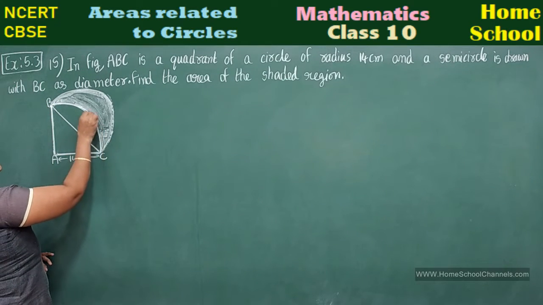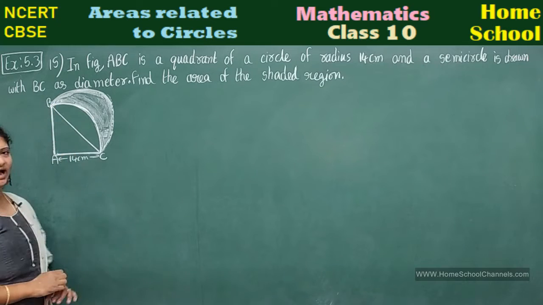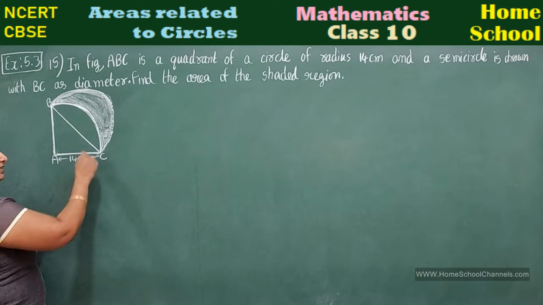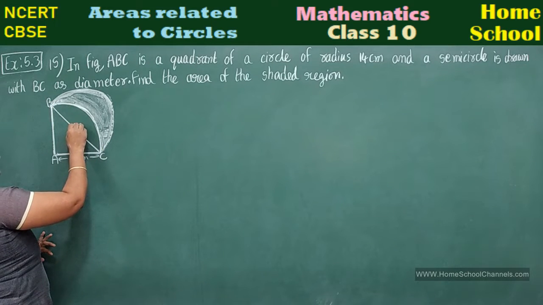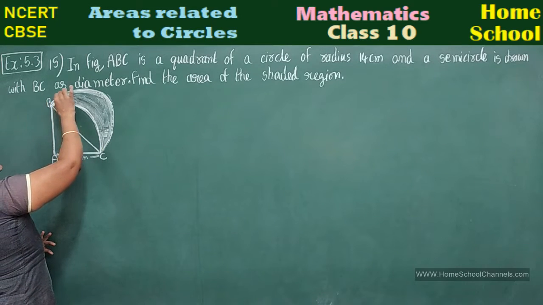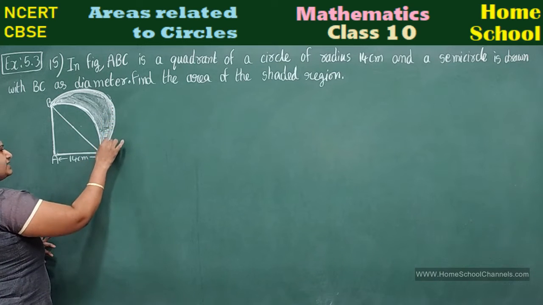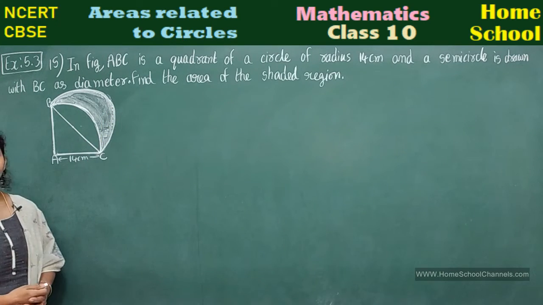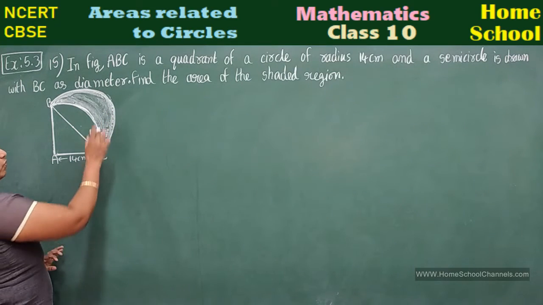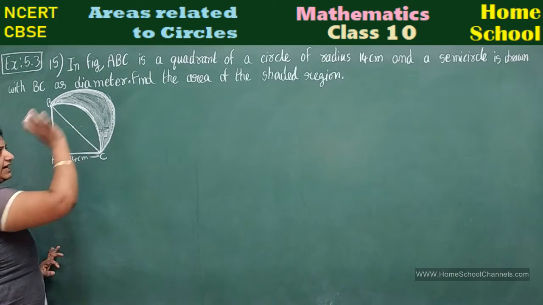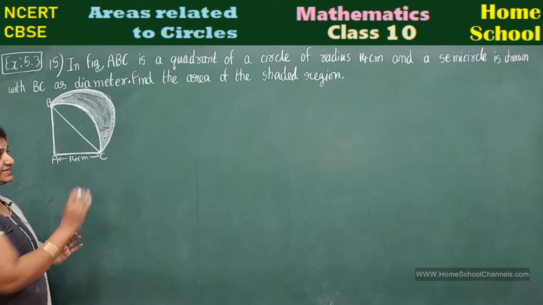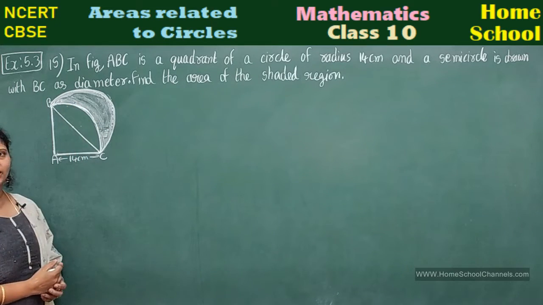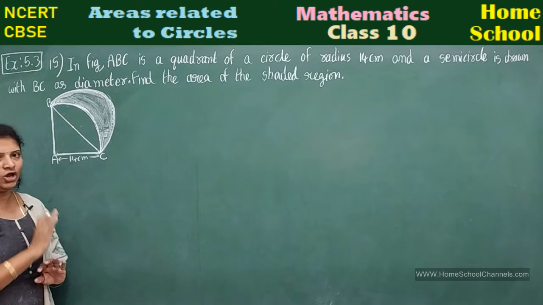BAC, and this curve is a quadrant. From B to C, they have joined and said this is a diameter. With this diameter, a semicircle is drawn. Now, what is the area of this shaded region? Is the semicircle completely shaded? No, some part is not shaded, and the quadrant is completely not shaded.